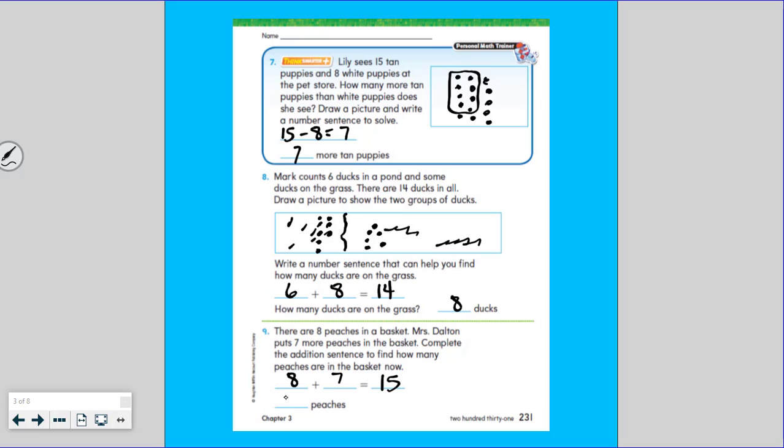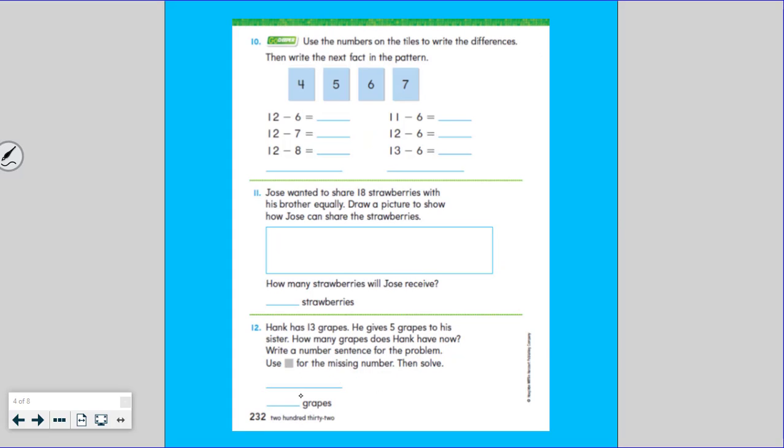So there are 15 peaches in the basket now after Mrs. Dalton added some. All right, let's go to the next page. And this is actually our last page. Okay, use the numbers on the tiles to write the differences, then write the next fact in the pattern.